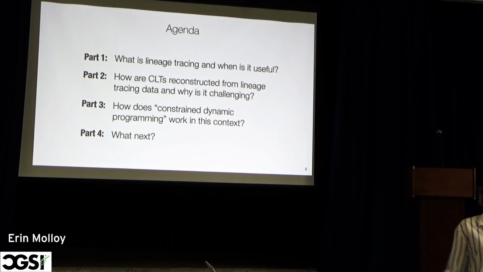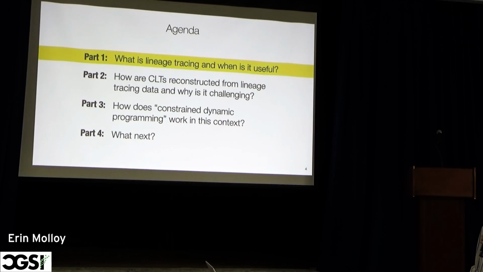Okay, so today what I'm going to be talking about is giving you an overview of a new technology called lineage tracing. Then I'm going to talk about how cell lineage trees are reconstructed from this type of data and why it's still challenging. And then I'm going to introduce constrained dynamic programming, which is a technique you can use in this context. And I'll tell you about some open problems.